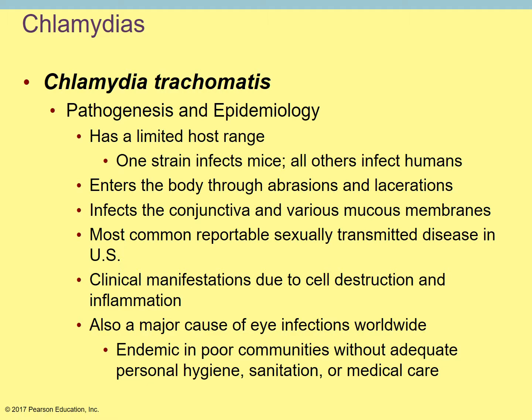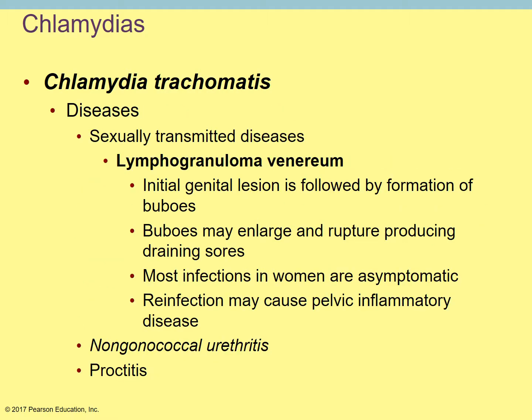It can be found as an eye infection in poor communities where there's not a lot of good personal hygiene or sanitation, medical care. In terms of the sexually transmitted disease lymphogranuloma venereum, it normally will start as swelling buboes, typically in areas by the lymph nodes. They will enlarge, they can rupture, and then actually start draining and produce open sores.